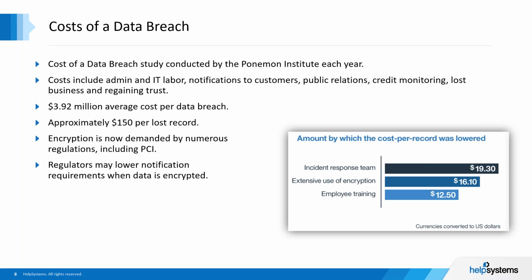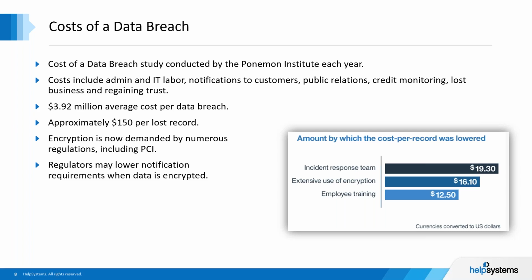It's almost at a point where we're seeing a $4 million average per data breach, which breaks down to about $150 per lost record. This varies every year based on the types of breaches that occur. And we also have to understand that not every security incident results in a data breach. Encryption has become noticed, of course, by a lot of regulatory bodies, and a lot of them now are demanding that we put the data into an encrypted state when it's stored.